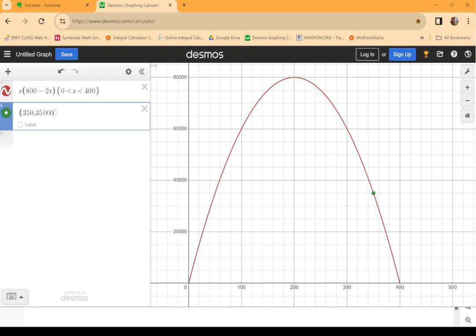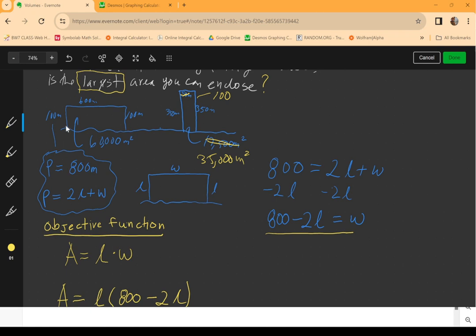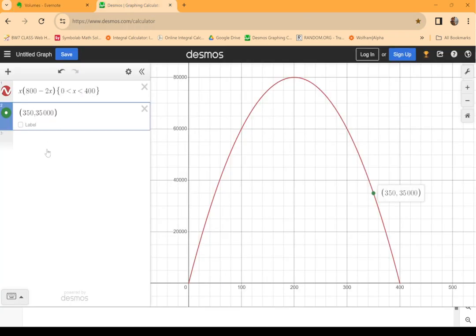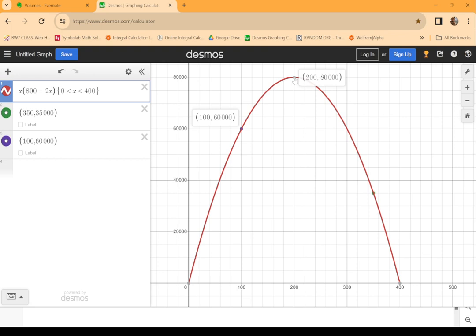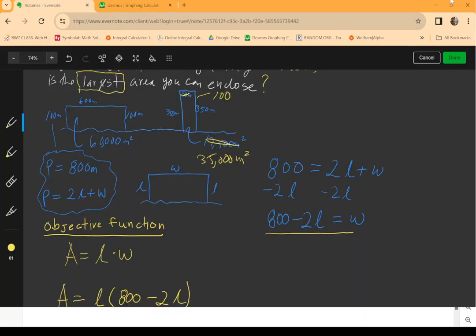You can see that in choosing the length to be 350, that is not at all maximizing our area. The other example we had, if we chose it to be 100, gave me 60,000. Now that is getting closer, but that is not quite the most that I can get. The most actually turns out to be this value right here. That point there is the largest value that we see on the graph, so that is going to maximize it.